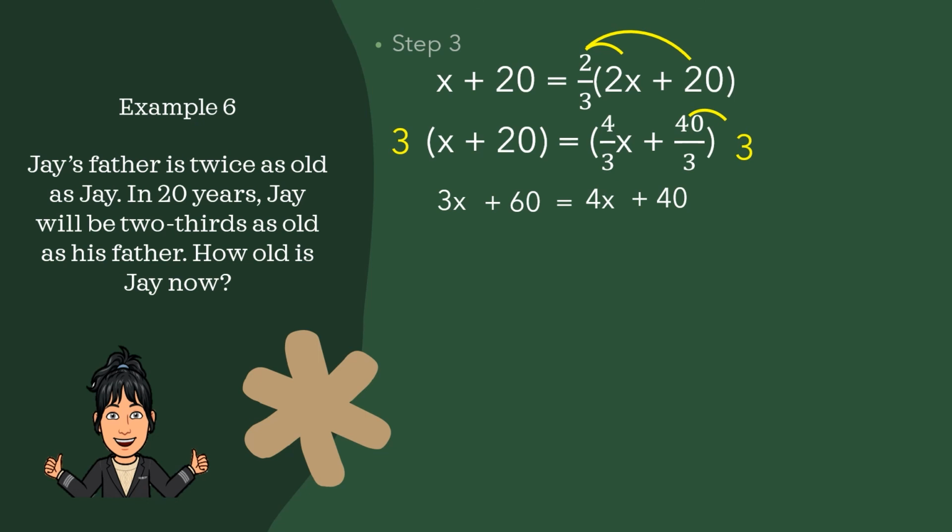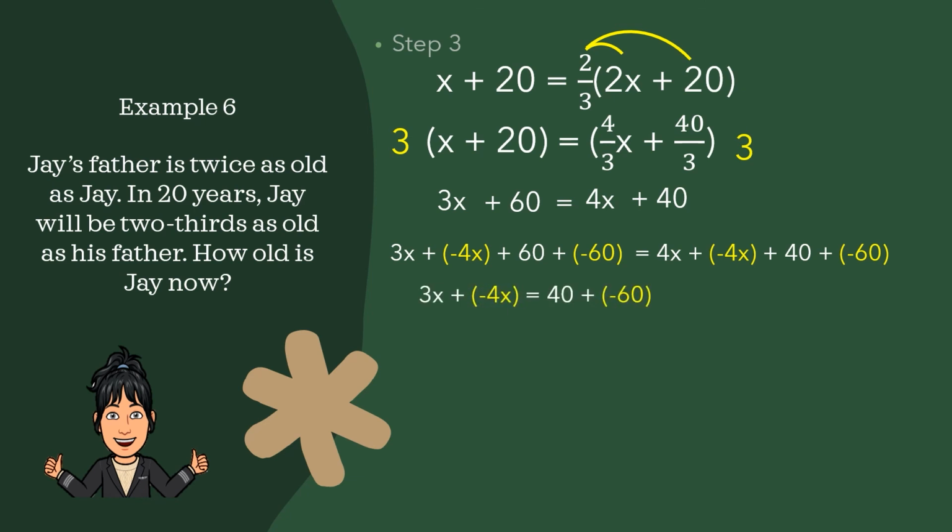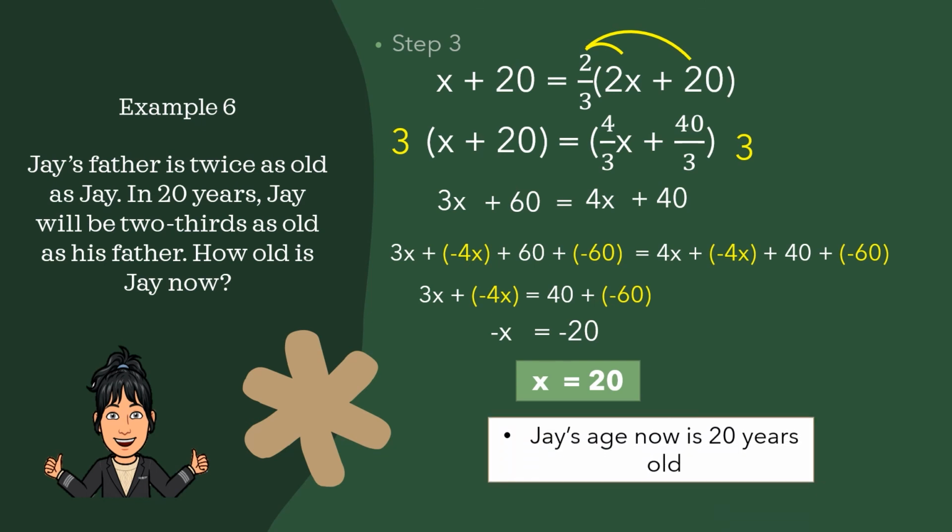Combining similar terms using addition property of equality, we have now 3x plus negative 4x plus 60 plus negative 60 is equal to 4x plus negative 4x plus 40 plus negative 60. And the resulting equation is 3x plus negative 4x is equal to 40 plus negative 60. 3x plus negative 4x is negative x, and 40 plus negative 60 is negative 20. Dividing both sides by negative 1, x now is equal to 20. Therefore, J's age now is 20 years old.